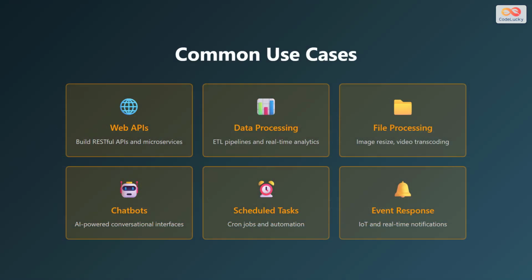Lambda excels in various use cases. You can build web APIs by creating REST APIs and microservices. It's perfect for data processing tasks like ETL pipelines and real-time analytics. File processing operations such as image resizing and video transcoding are common applications. Lambda powers chatbots and AI-powered conversational interfaces. You can run scheduled tasks as cron jobs and automation workflows. It also handles event response scenarios for IoT applications and real-time notifications.